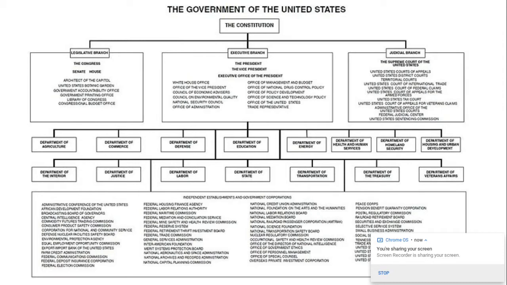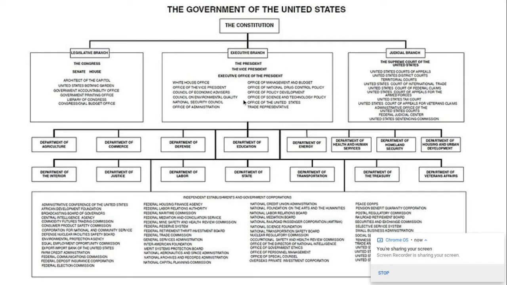So the first thing I want to talk about is this chart that kind of explains and demonstrates to you all the parts of the executive branch of government. So keep in mind, under the direction of the president, the executive branch is in charge of enforcing the laws that are made by the legislative branch.